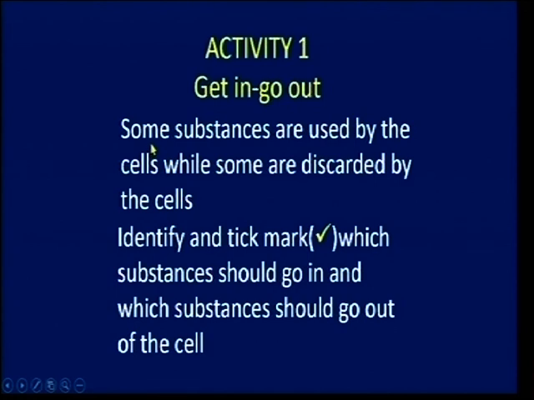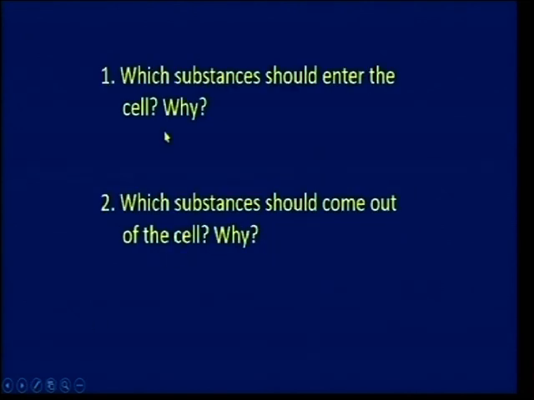Now activity 1, what gets in and goes out? Some substances are used by the cells while some are discarded by the cells. Identify and tick mark which substances should go in and which substances should go out of the cell. Which substances should enter the cell and why? Which substances should go out of the cell and why?